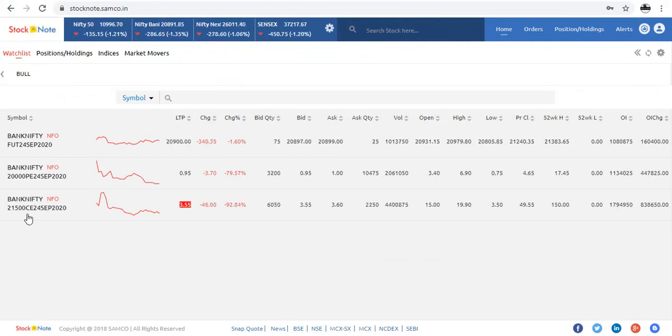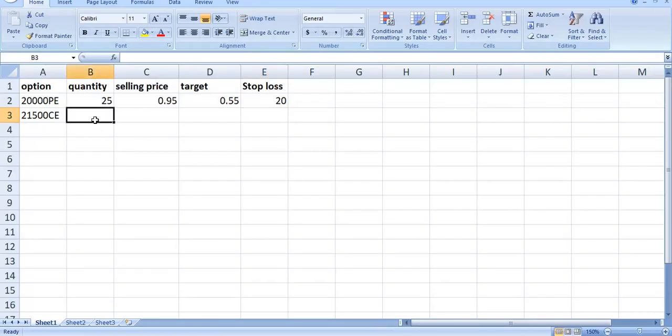Now coming on to the 21,500 call, it is trading at a price of 3.60. So I will place the order at 3.60 as a limit order. My quantity is 25, selling price with limit order 3.60. My target will be one rupee, and my stop loss will be the same, 20. So 3.60 is our limit order.